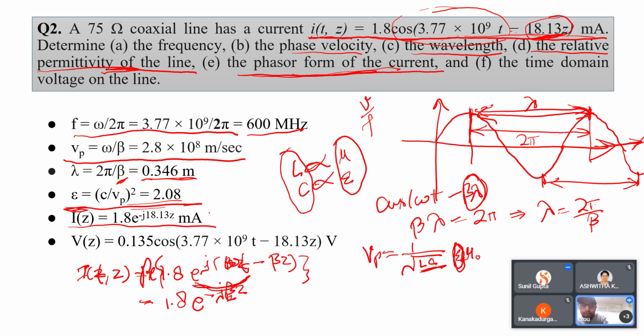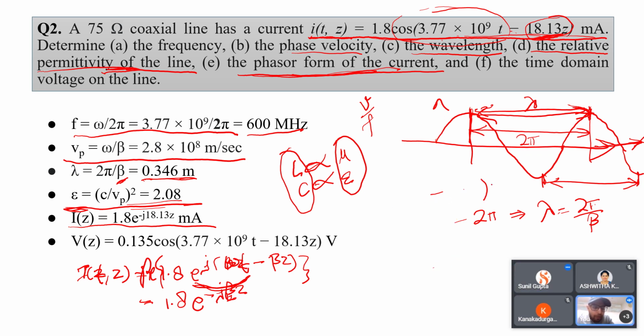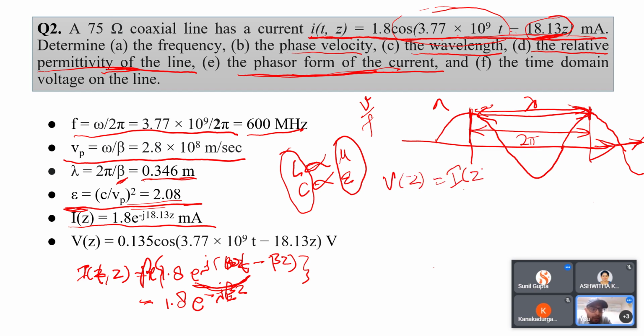Now after that, we can also calculate the time domain voltage representation, which he is asking. For that, line voltage is defined as line current times the characteristic impedance of the transmission line, which is 75 here. You have to multiply these two terms, this I with 75, and you will get this answer.